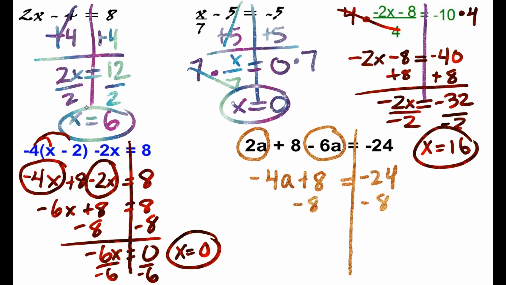Y'all don't forget this. This is not variables on both sides. You don't come over here and put a 0. We don't have variables on both sides. We have variables on one side equal to a number. This is not variables on both sides. This cancels. We get negative 4a.